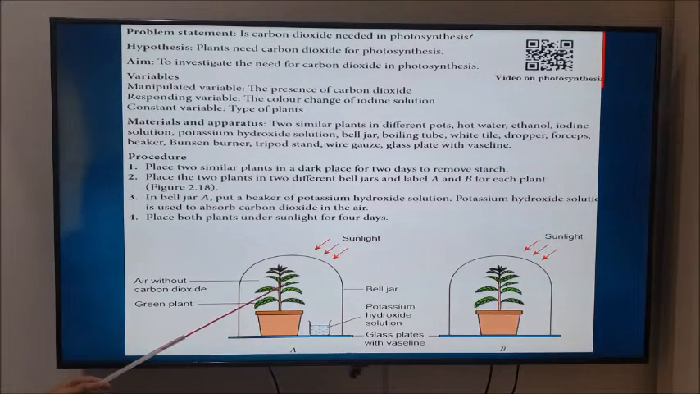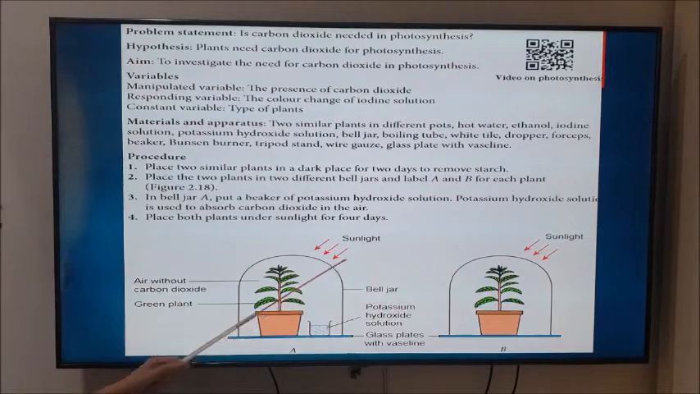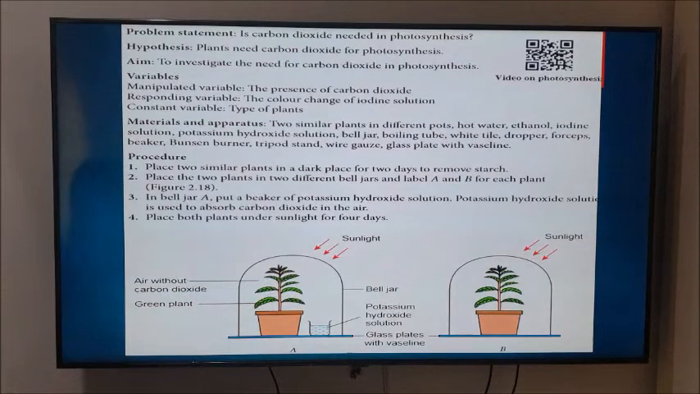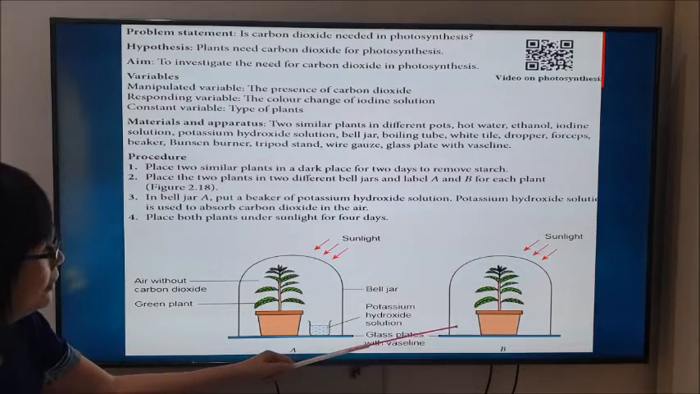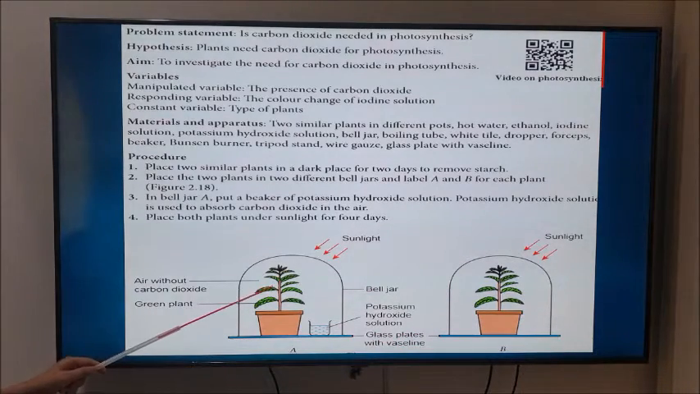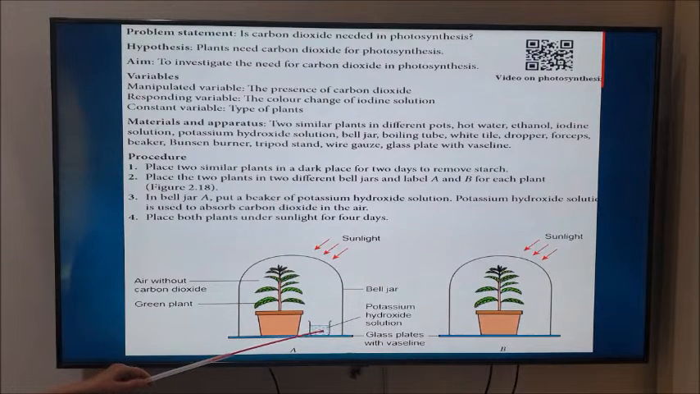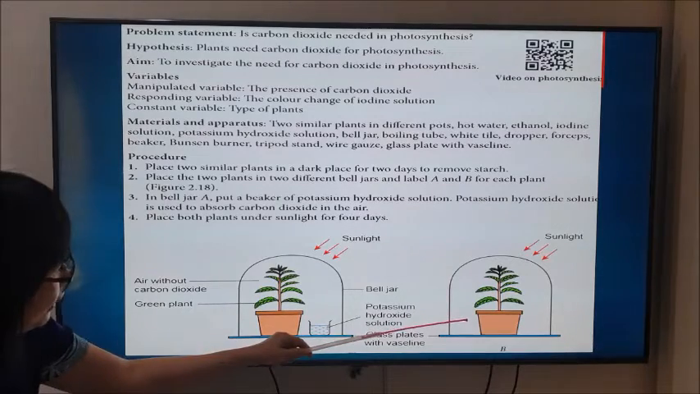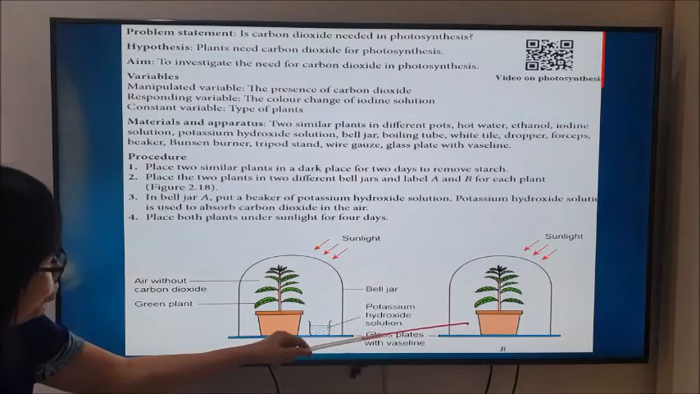So we do the same thing. Two same type of plants are placed inside the dark room for 2 days. This is to remove all the starch inside the leaf. After 2 days, one of the plants we place this way, and then the second plant we place it this way. Now the first one has potassium hydroxide solution inside, and then the second one is without potassium hydroxide solution.